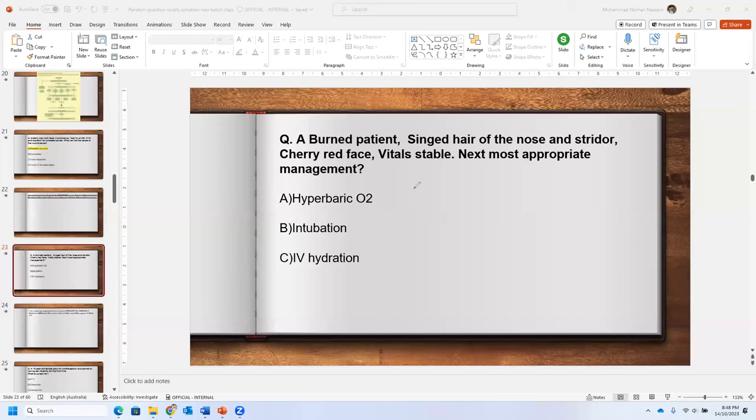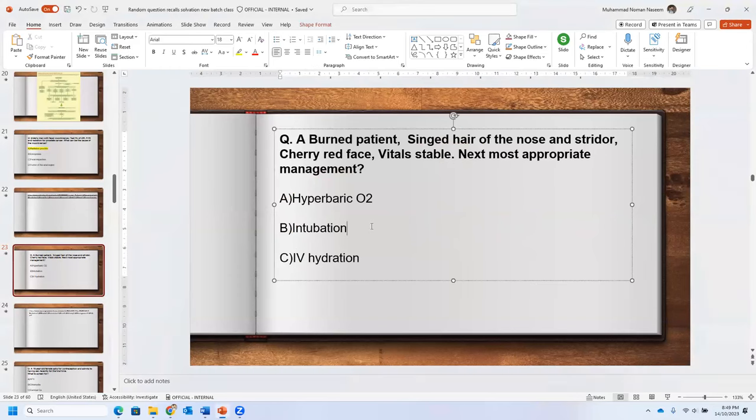All right, next question is, a burned patient came to you with singed hair of the nose, stridor, cherry red face, vitals are stable. Next most appropriate management, hyperbaric oxygen, intubation or IV hydration. Very good. So whenever they ask you questions about emergency medicine, always start with the airway, breathing, circulation, disability, exposure approach. So here, because the patient has been having inhalation injury, our first step should be intubation.